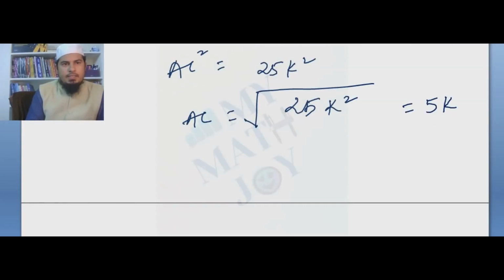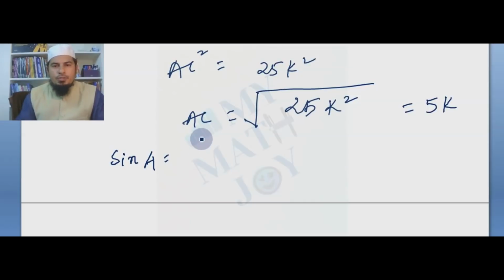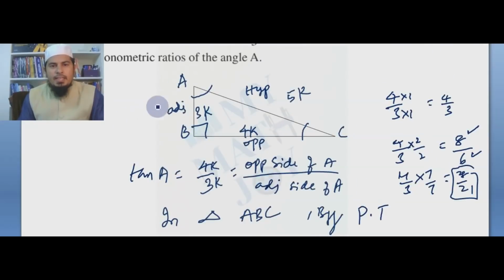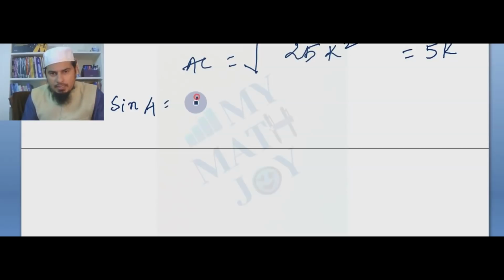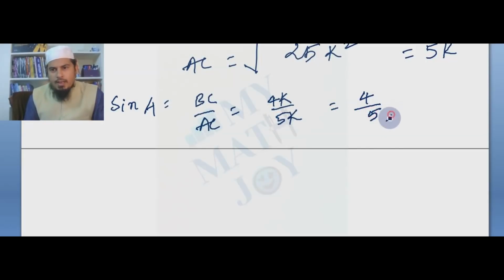Here it can be sine now. So what can be the sine? Sine A is opposite side of A by hypotenuse. So can you tell me what can be sine A? Opposite side of A by hypotenuse, so it should be BC by AC, which is 4k by 5k. If you cancel k, the answer is 4 by 5.